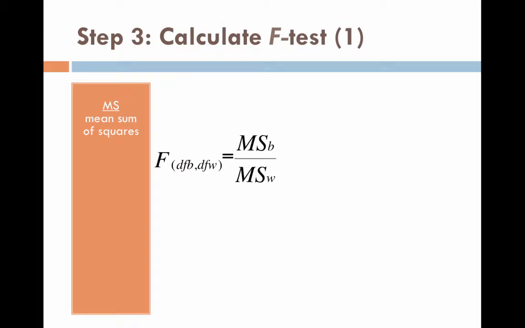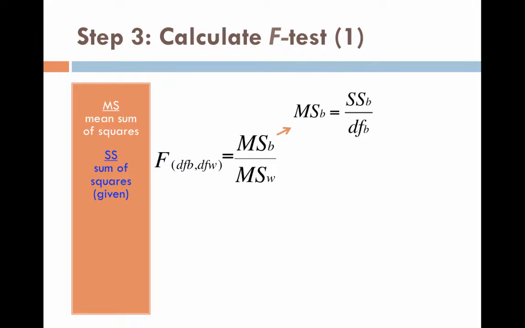So step 3, calculating our F-test. Here is the equation, where F is equal to the mean sum of squares between groups over the mean sum of squares within groups. And again, we see that MS stands for mean sum of squares, and B is simply between groups, and W is simply within groups. So let's break down what mean sum of squares between groups is.